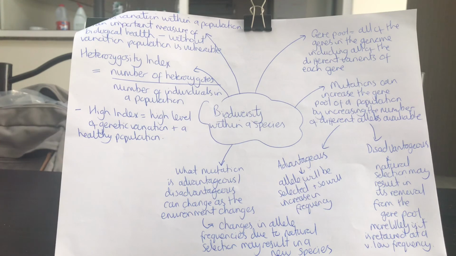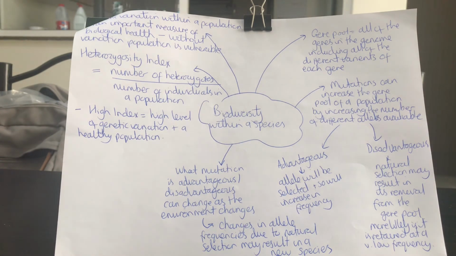But what happens more often than not is that actually the allele is retained, but just at a very low frequency. So it's quite rare to wipe out an allele from a population. It's more likely that it's just there, but at a very low frequency and a very low presence. However, you guys need to remember that we might label an allele as an advantage or a disadvantage, but actually what mutation is advantageous and which one is disadvantageous can change as the environment changes.